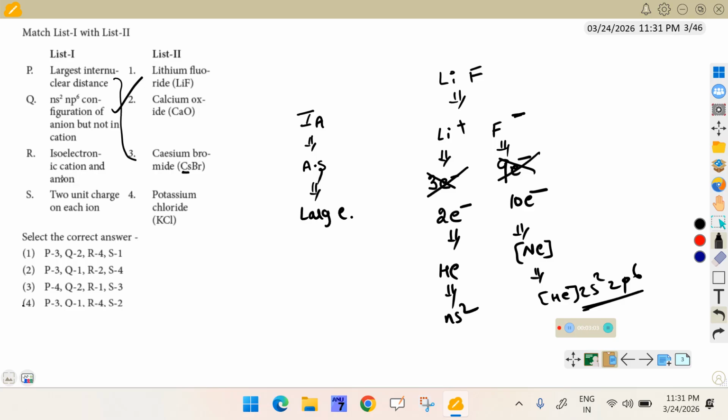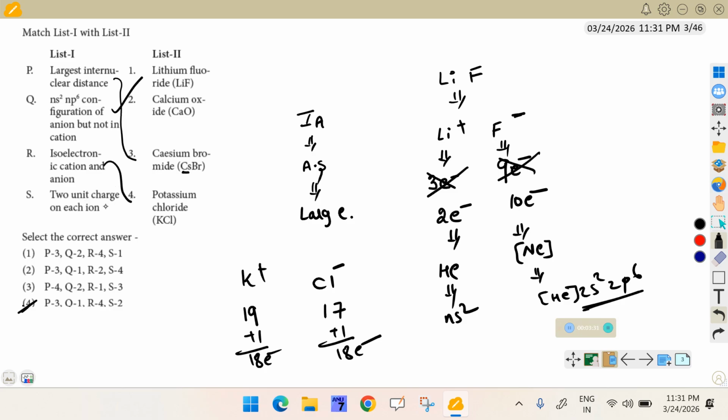Q1. Isoelectronic cation and anion: K+ and Cl-. Atomic number of potassium is 19, atomic number of chlorine is 17. Potassium loses 1 electron, then 18 electrons. Chlorine gains 1 electron, then 18 electrons. So no doubt, the correct answer is the fourth option.